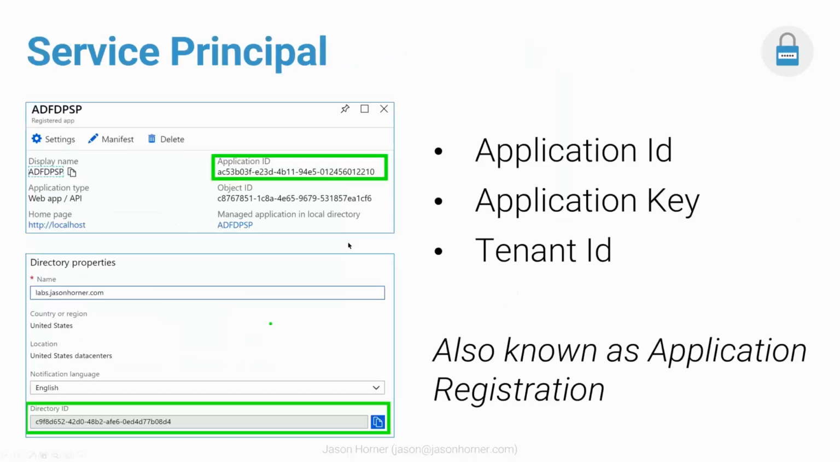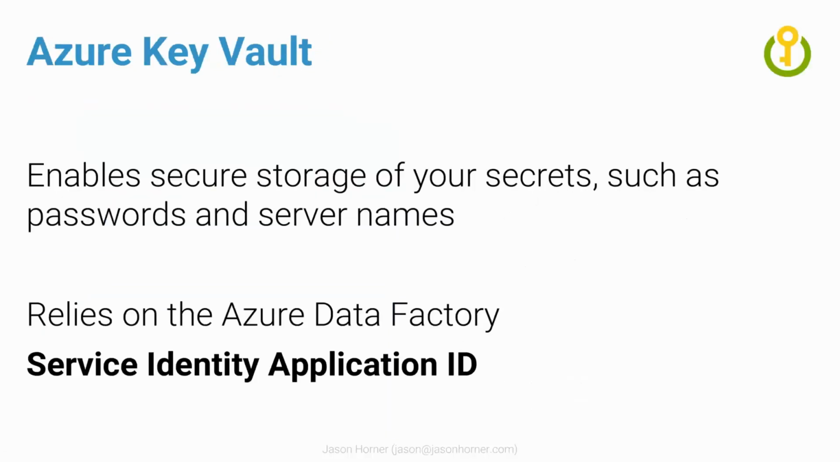So for example, this is what a service principal would look like. You get one of these when you create the managed identity. It's also known as an application registration. And it's all based on your ADF, okay?